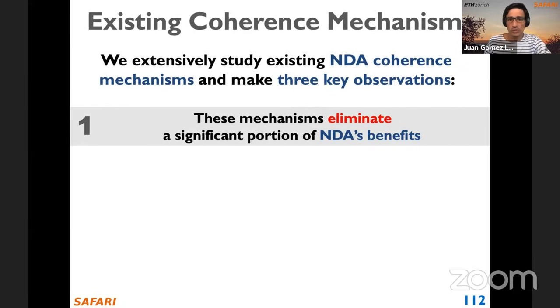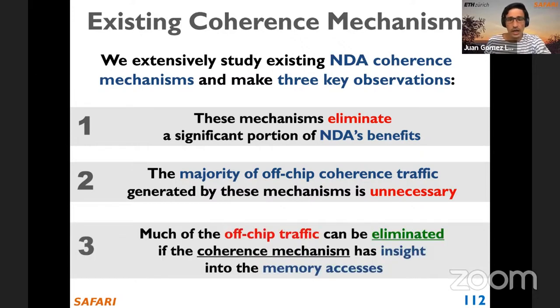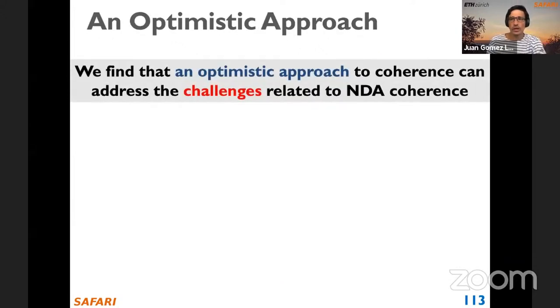So there are three key observations here. First, traditional coherence mechanisms eliminate a significant portion of the NDA's benefits. We have actually seen only a little bit of performance improvement for the fine-grained coherence, while the other two are even worse than using the CPU only. Second, the majority of coherence traffic generated by these mechanisms is unnecessary. And third, much of this off-chip traffic can be eliminated if the coherence mechanism has insight into the memory accesses, if the coherence mechanism is, let's say, PIM-aware. So in this work, we assume an optimistic approach to coherence to address the challenges related to NDA coherence.